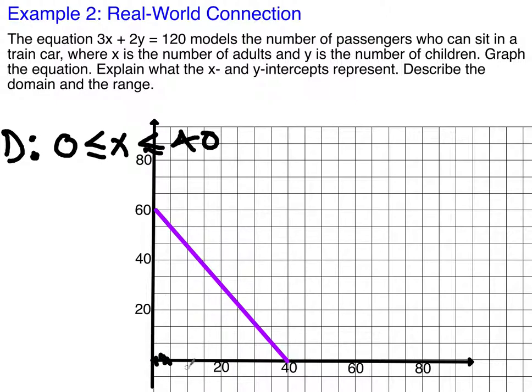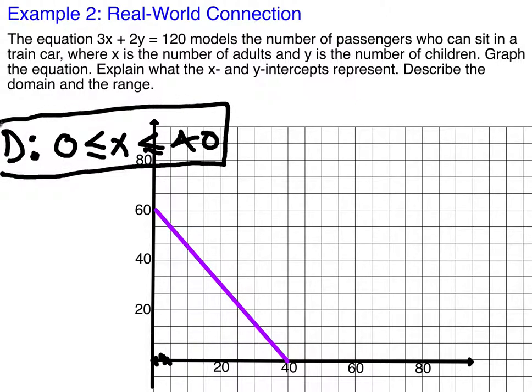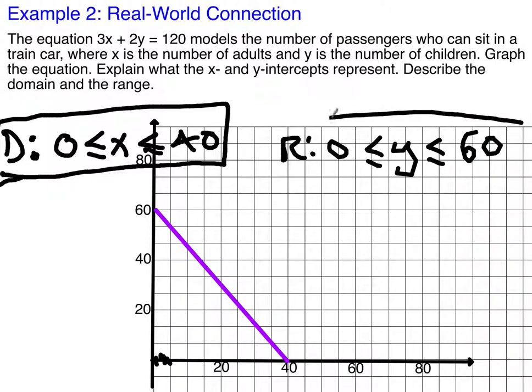I couldn't write 0, 1, 2, 3, 4, 5, 6, 7, 8, 9, 10, or 0.1, 0.01, 0.001. You can't write out all the values. So then if you can't write them all out, you have to do something that represents it, like this. The x values between 0 and 40 are my domain. My range is going to be the y values. And in this case, y can't be less than 0 either, and they're going to be between 0 and 60 for the range. So here's my domain and my range. I've described what they represented, and there is your line.